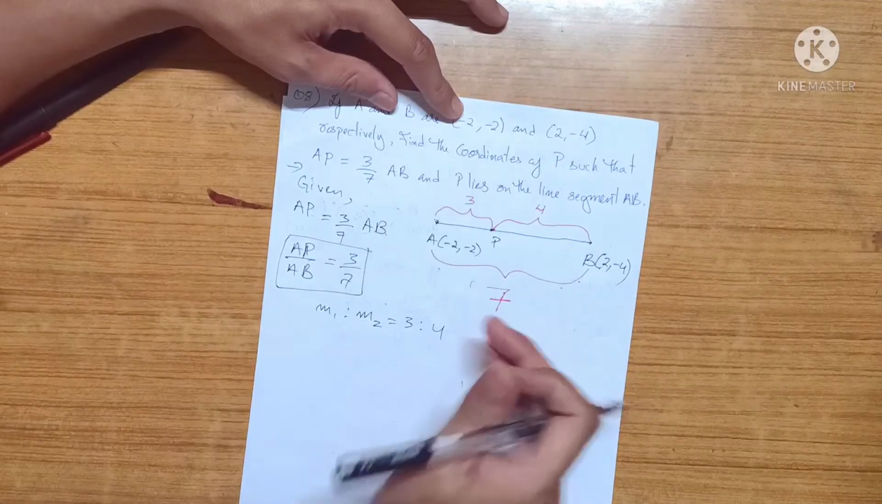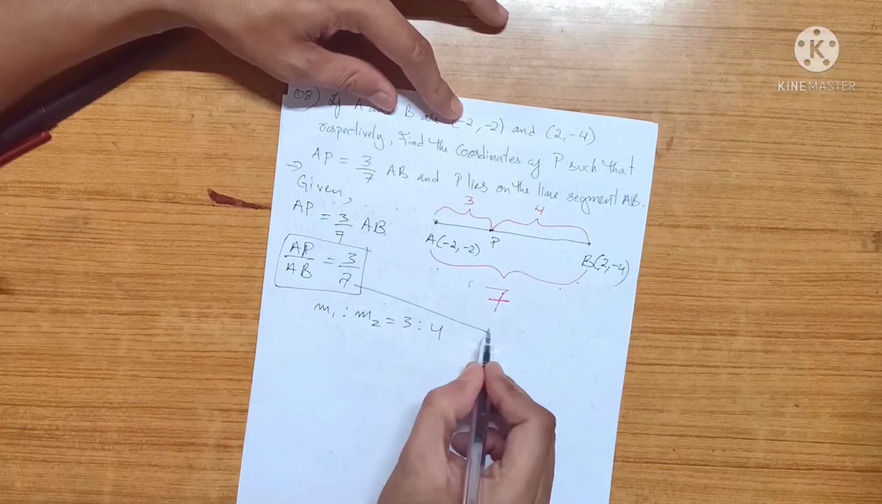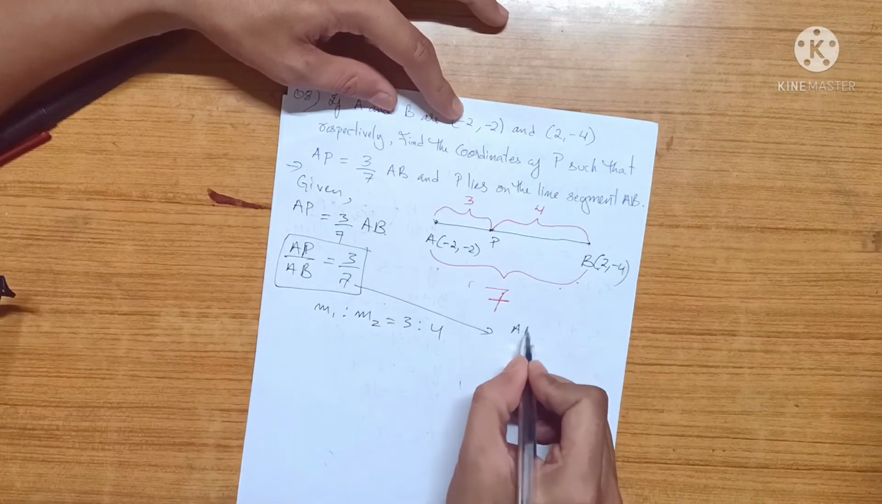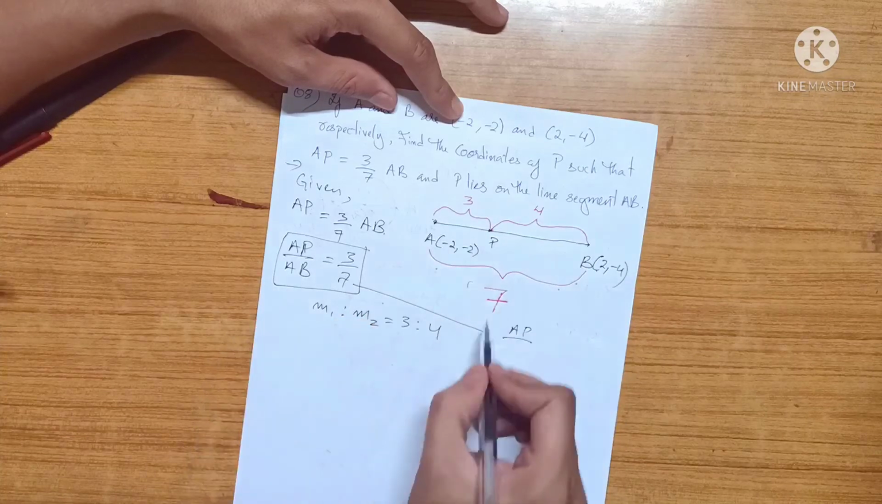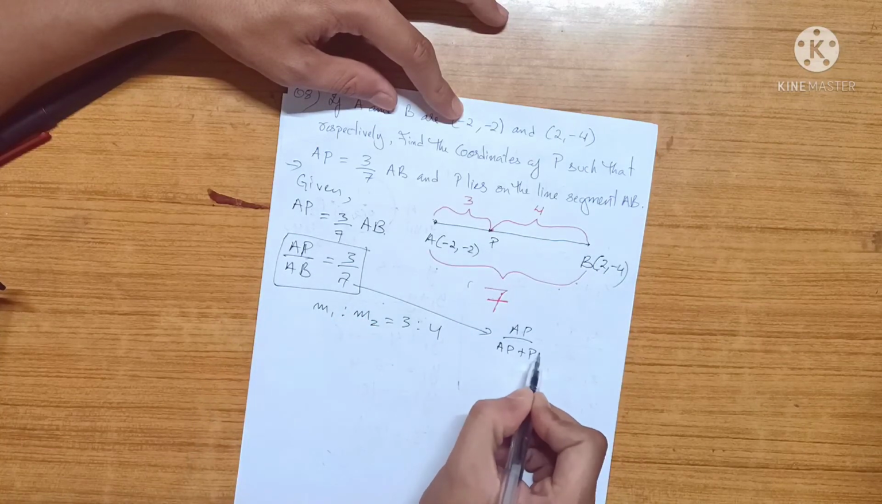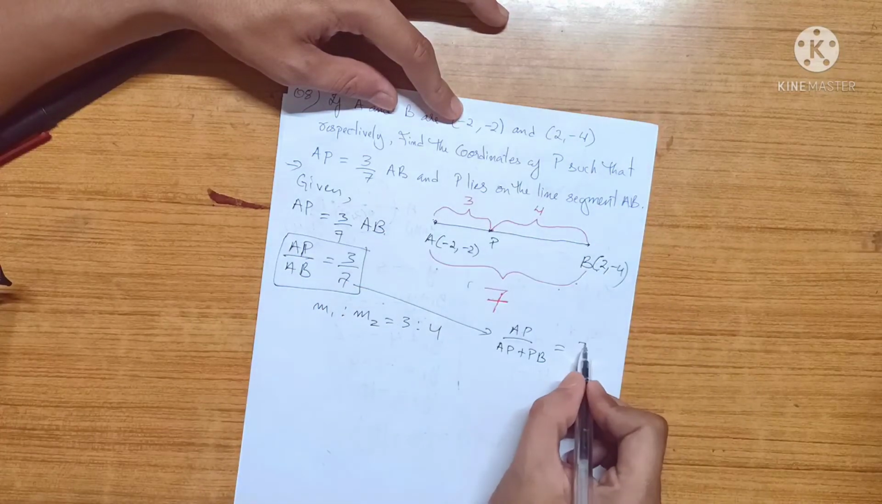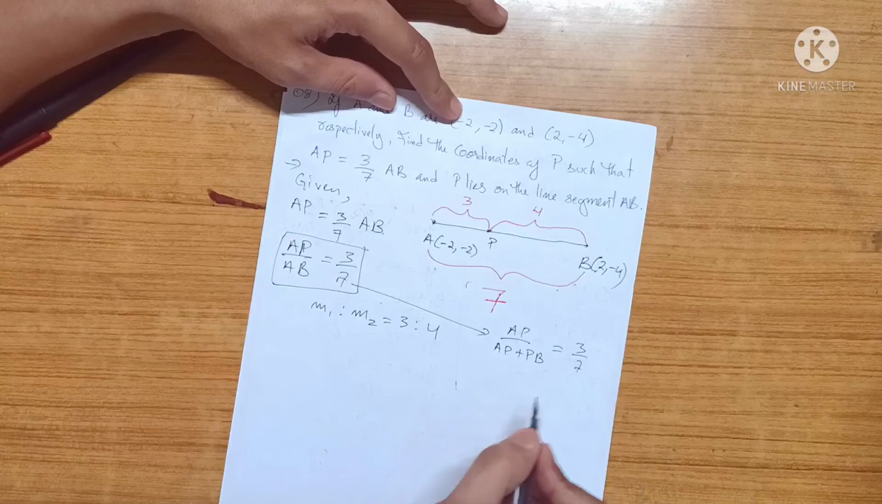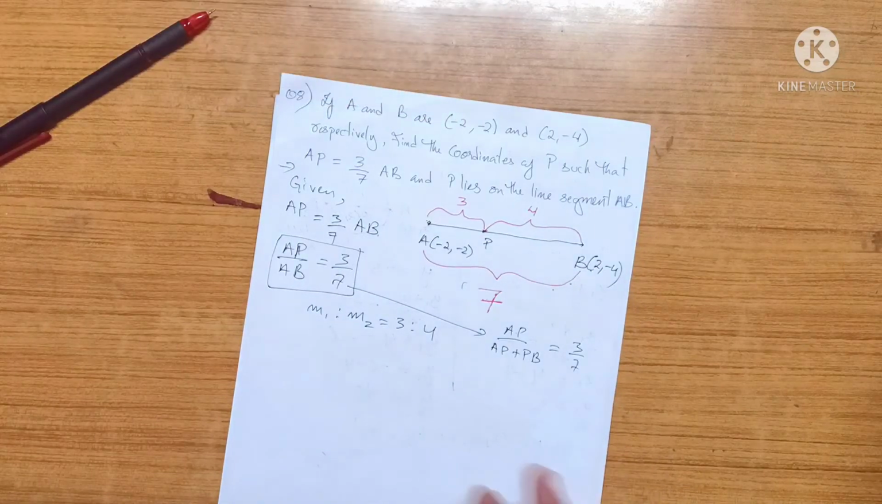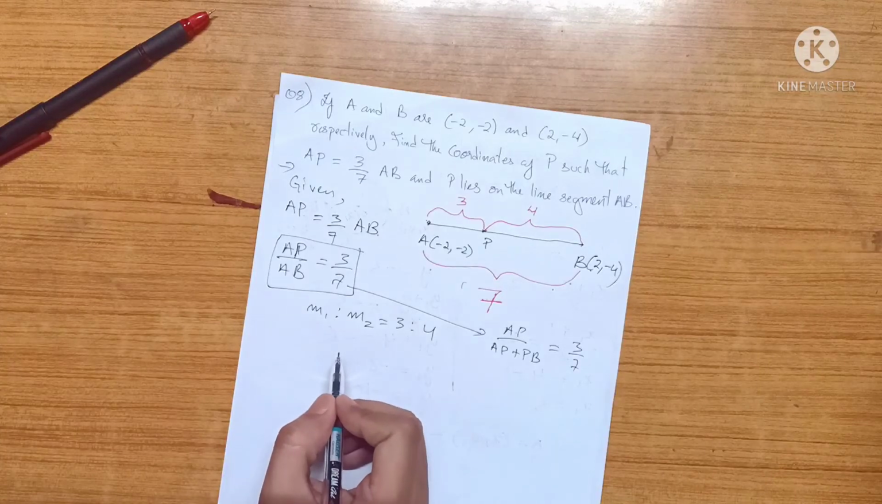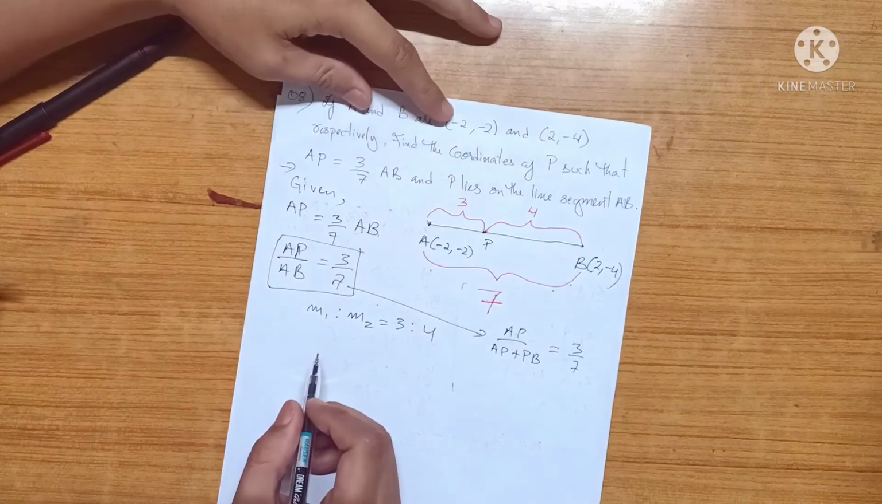But if you did not understand this concept, what you can do is take this out and write this as AP by AB. You can write AB as AP plus PB, because AB is made of AP and PB. Then you cross multiply, and you'll get 3 is to 4 exactly. You can try it out if you want to.